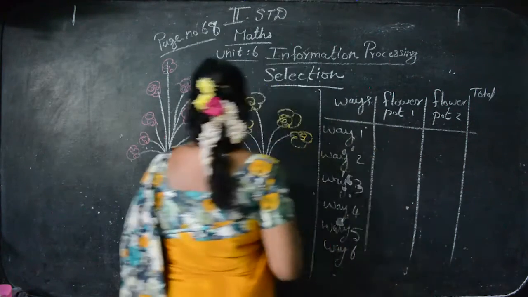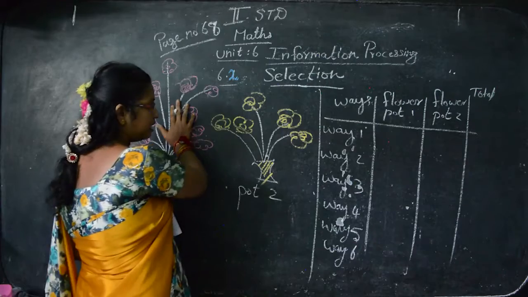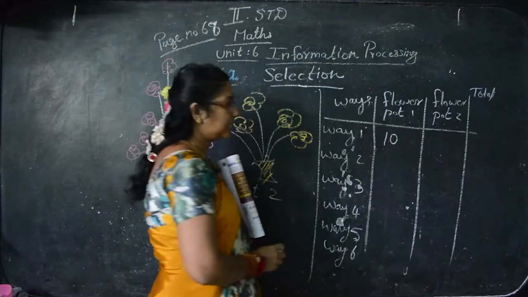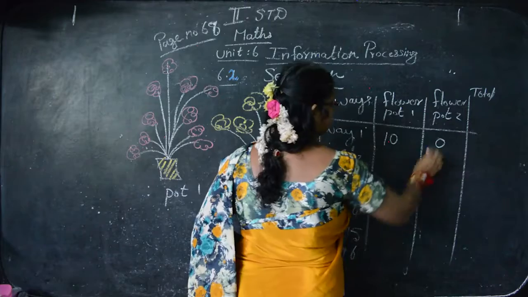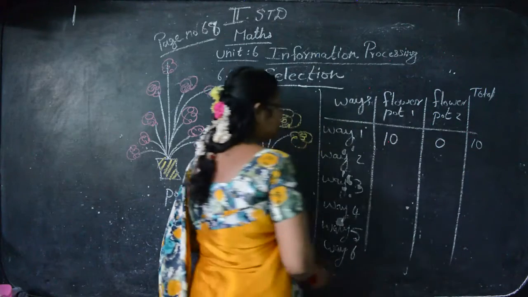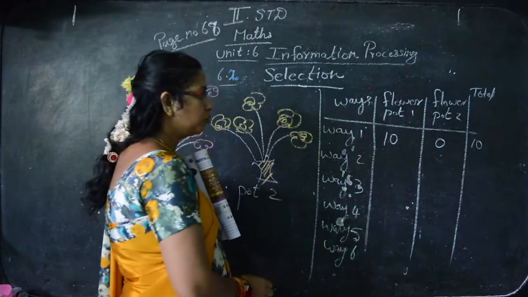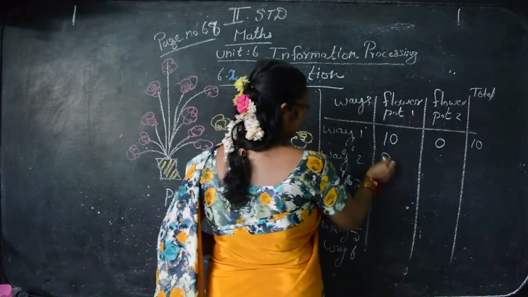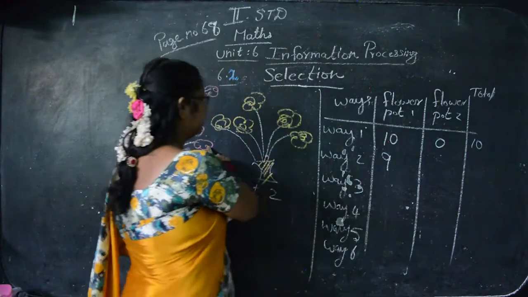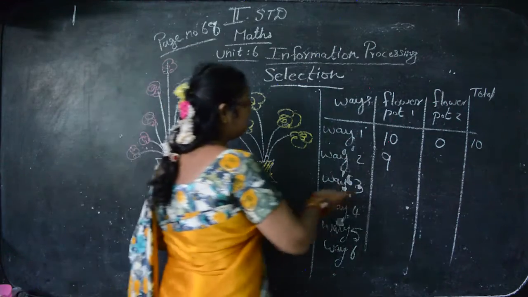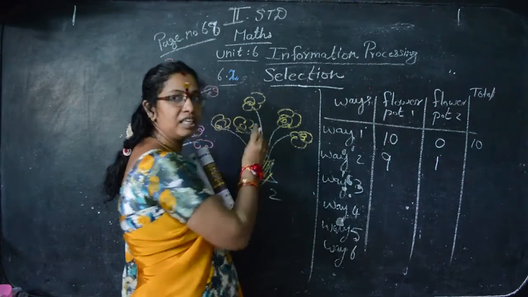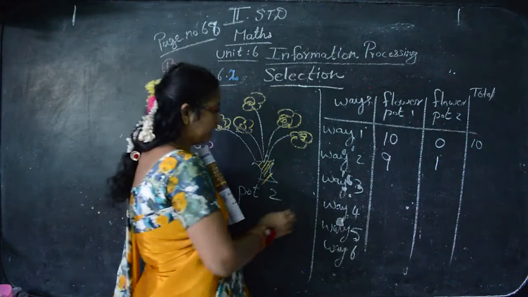First 10 in one basket, then nothing. So in total how many are we getting? 10 flowers we are getting. So in way 2, 9, in 9 color, what color? Red color 9. Then 1 yellow. Okay, we are arranging in one basket.